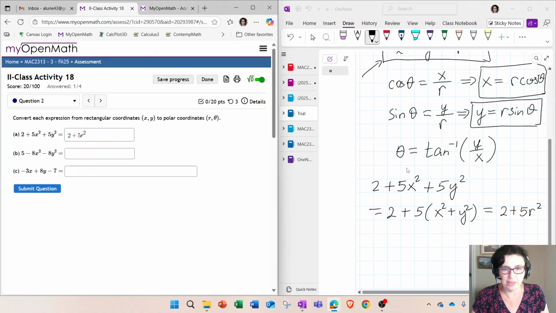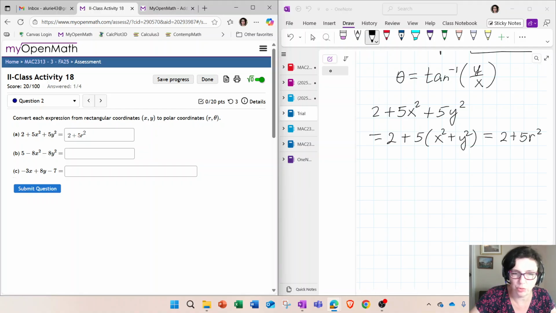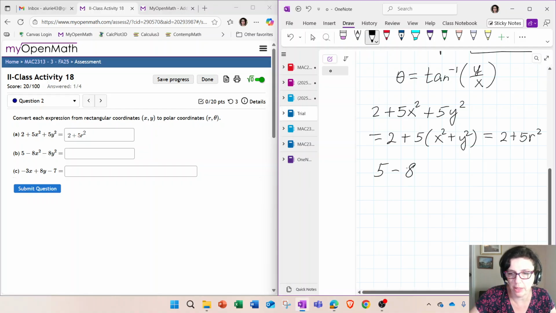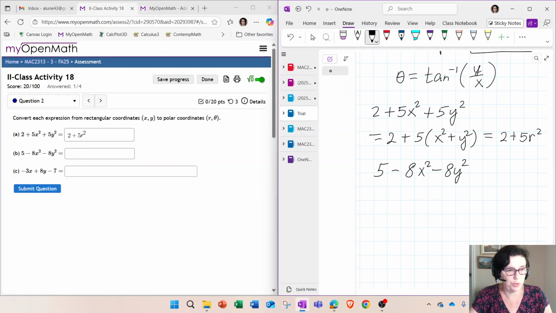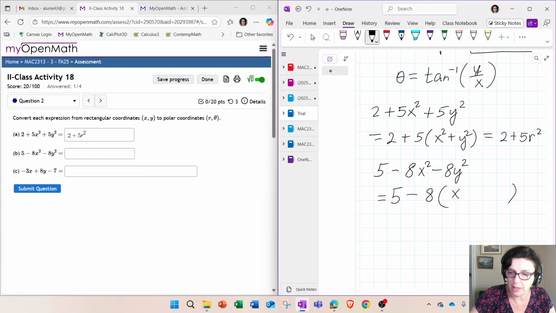Okay, how about this next one? The next one is going to be 5 minus 8x squared minus 8y squared. And again, we want to switch from x and y to r and theta. So here is going to be a little bit more complicated, but not too bad. Because what will happen is you can factor out the negative 8, and then you will get x squared and then y squared. What's important to understand is what sign will be over here in between.